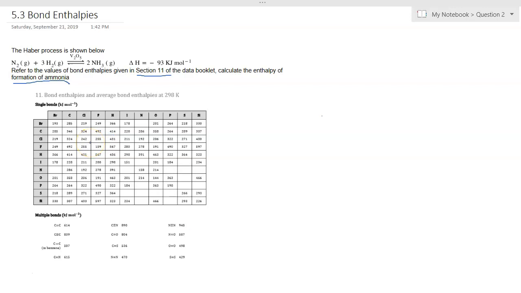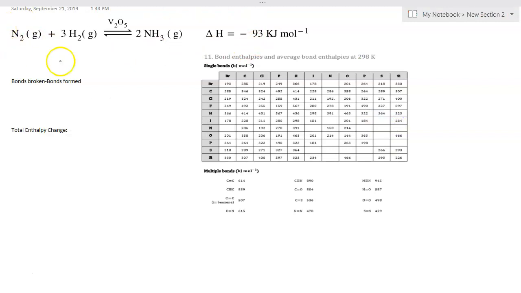So let's break it down. So here is our question right here, the formation of ammonia. And let's look at it step by step. Let's look at the nitrogen to nitrogen bond first. It is 945, and let's write that down here.